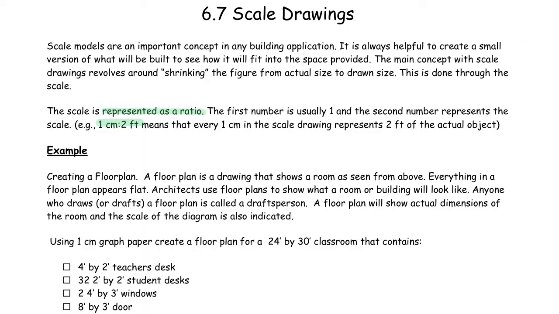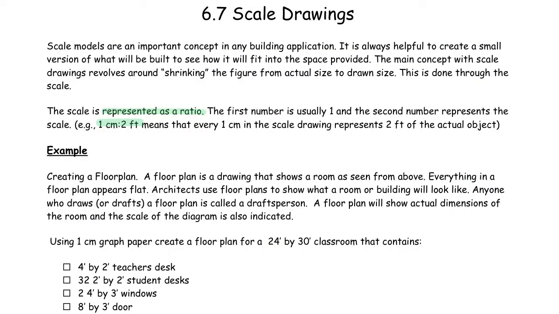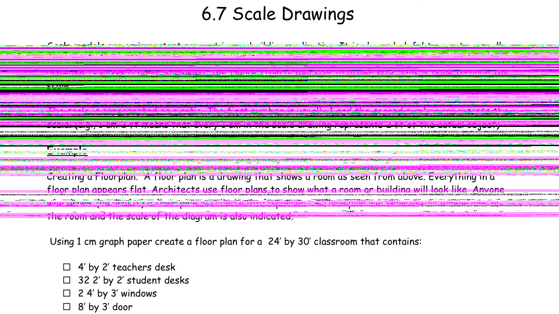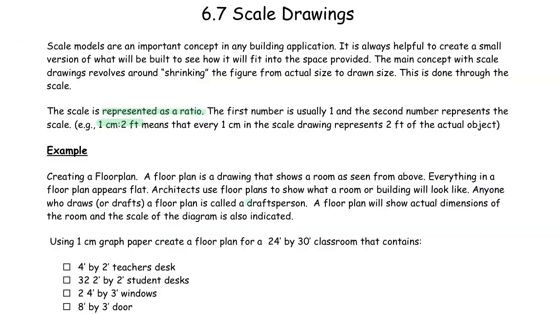So I'm just going to go through an example. We're going to do a basic floor plan together. And so a floor plan is a drawing that shows the room from above. So as if you were looking down from the ceiling. So it would account for everything on the floor. And so architects use floor plans to show what a room or building would look like. And anyone who draws or drafts a floor plan is called a draftsperson.